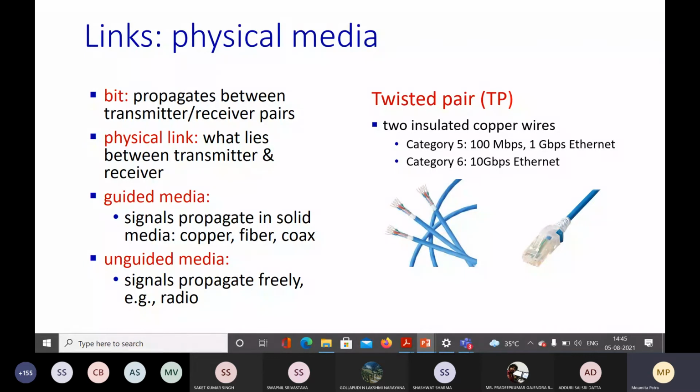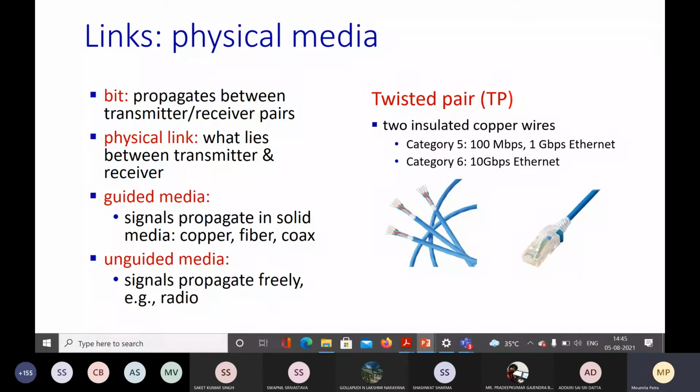Okay, so they are again divided into categories. In general, in the Ethernet cables that we use in our LAN connections, we use either the category 5 Ethernet cable or the category 6 Ethernet cable. Category 5 can provide up to 100 Mbps or 1 Gbps transmission rate, and category 6 can provide up to 10 Gbps.